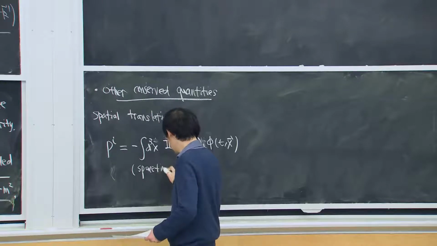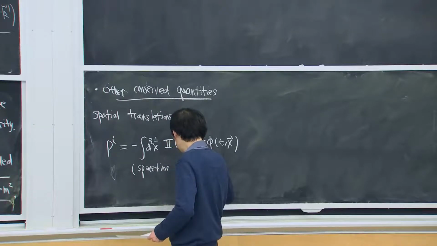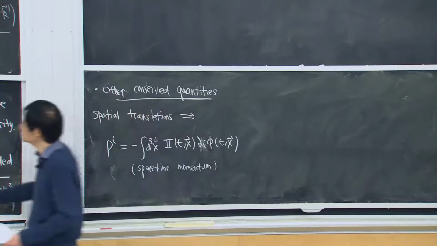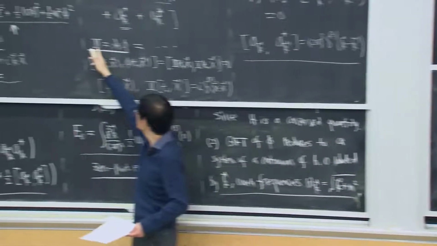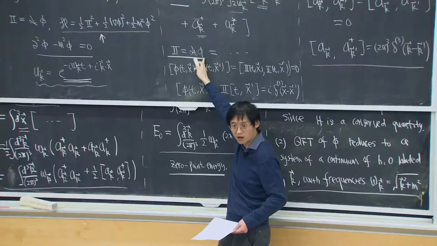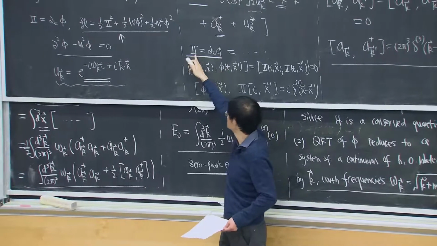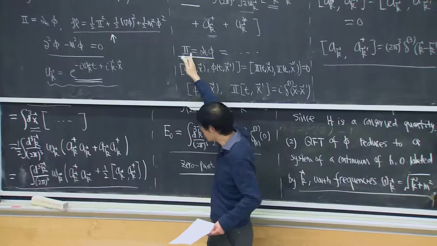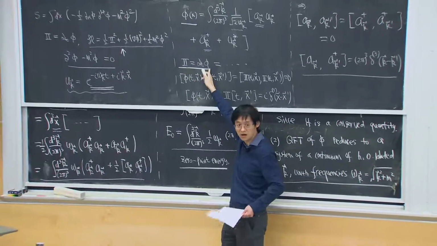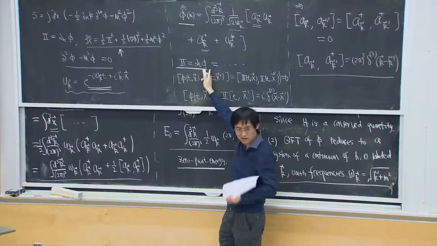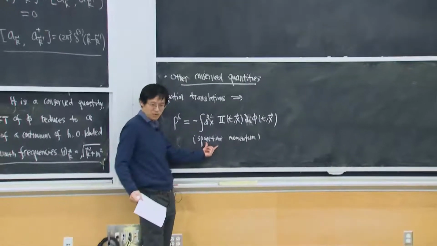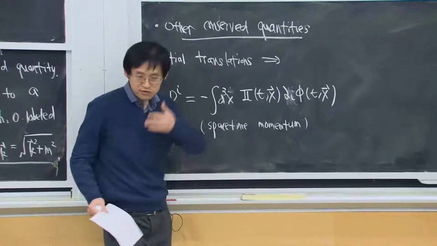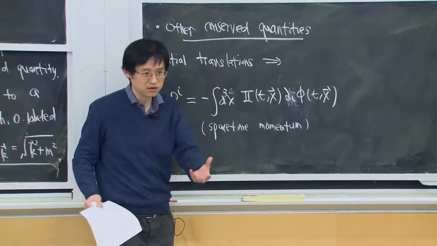So here we have two momenta. Don't confuse them. This pi is the canonical momentum conjugate to this canonical variable, the field variable phi. And this P is the genuine physical space-time momentum. It's the momentum of your full physical system.